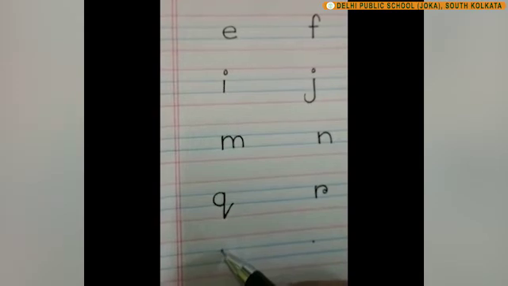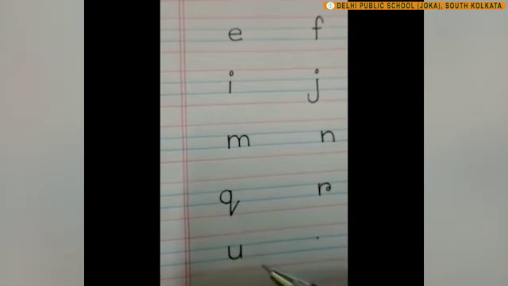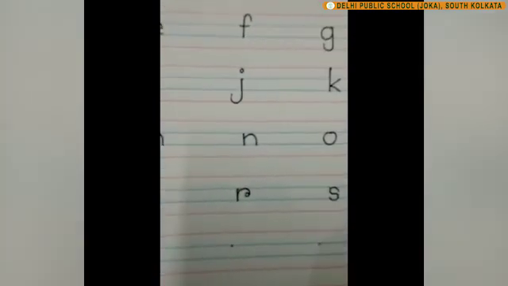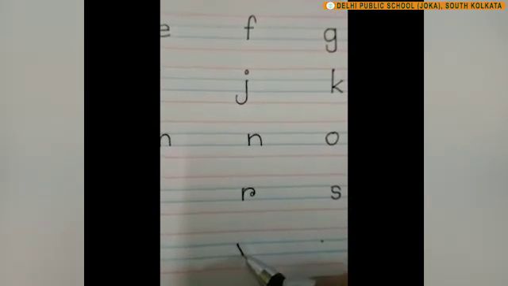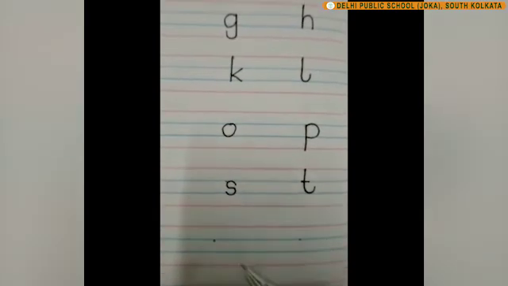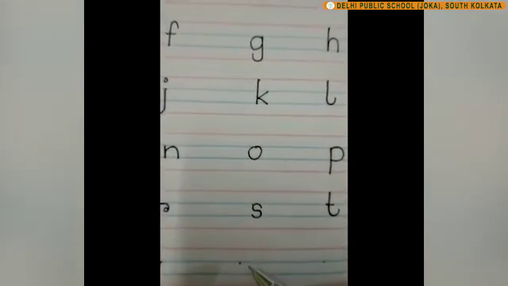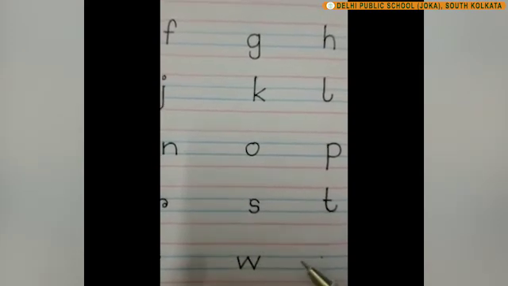Then comes U. Within the blue lines, standing line down, up, and a standing line down, U. Then comes V. Slanting line down till the blue, slanting line up to form V. Then comes W. Within the blue lines, short slanting line down, slanting line up, slanting line down, and slanting line up, W.